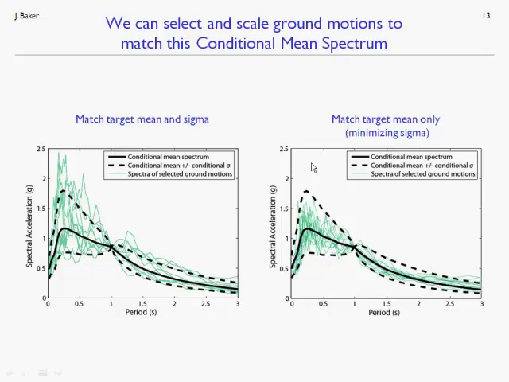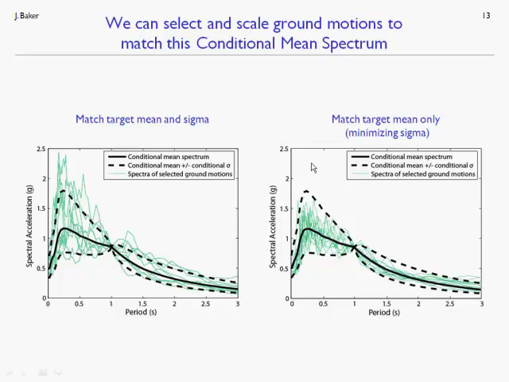We could do that selection by simply searching through all of the ground motions in a library, scaling them so that they match the target spectral acceleration at 1 second upon which all this analysis was conditioned, and then just selecting the 10 or 20 or 40 ground motions that most closely match that target individually, not worrying at all about the variability. So those are two different options.